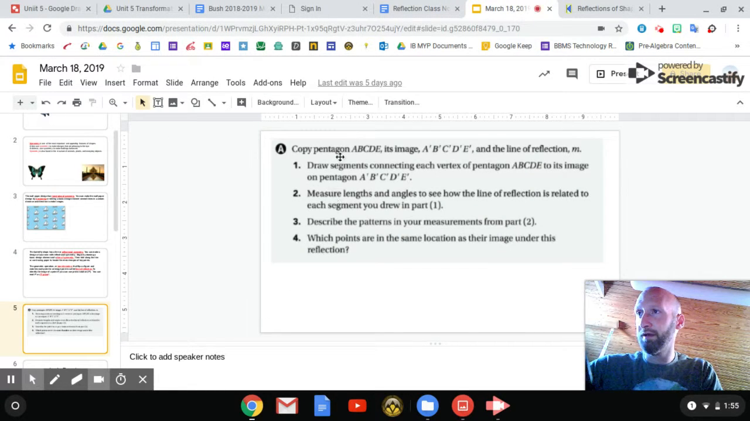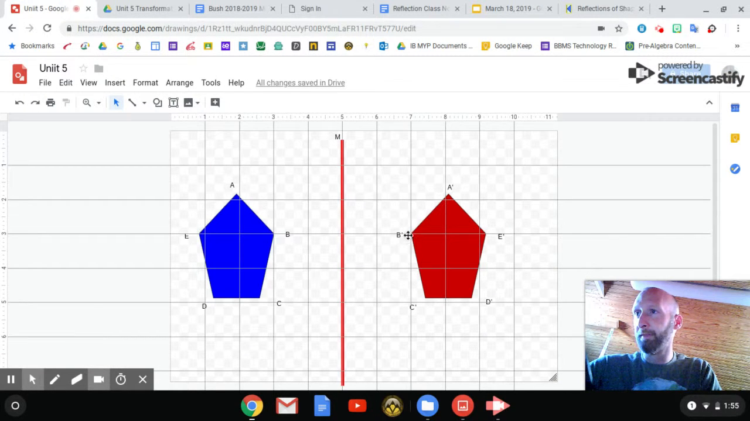Okay, so then here are the questions that we're going to ask. We drew this pentagon, and if I measure the angles and the lengths, I can see how the line of reflection is related to each segment. So if I go back and measure from A prime to B prime, it's going to be the exact same as A to B. And if I measure B prime to C prime, again, it'll be exactly the same.